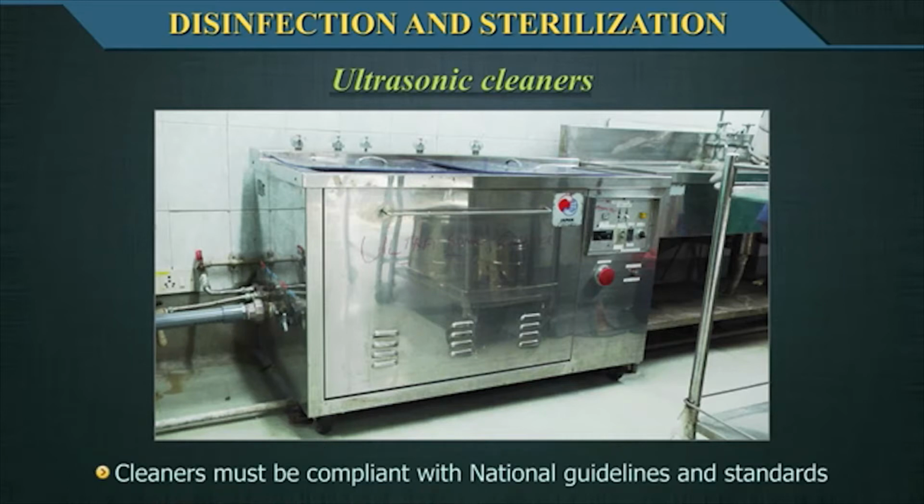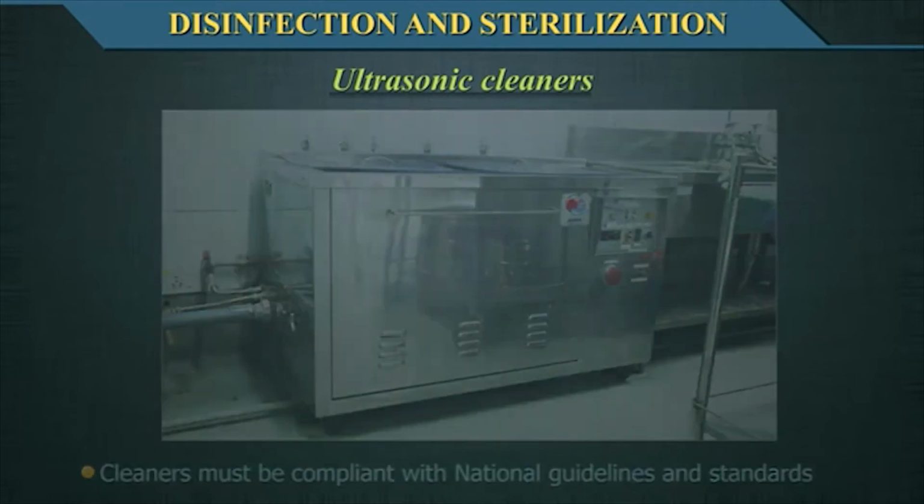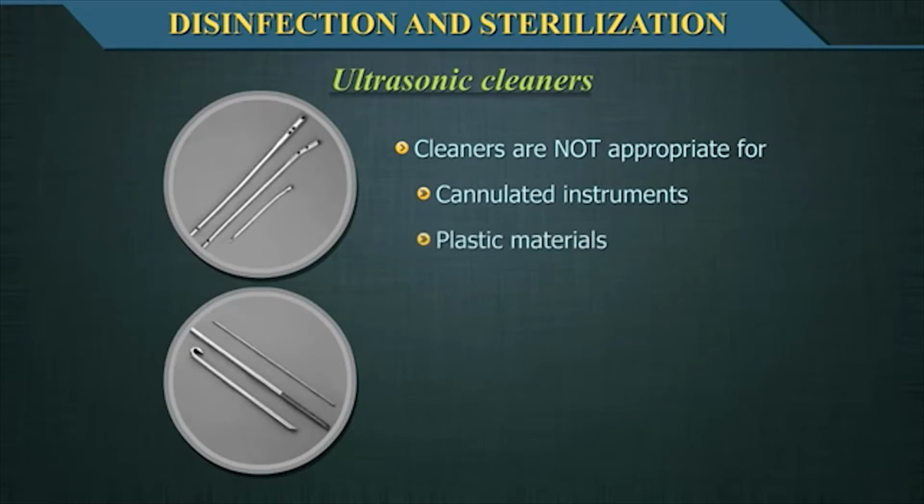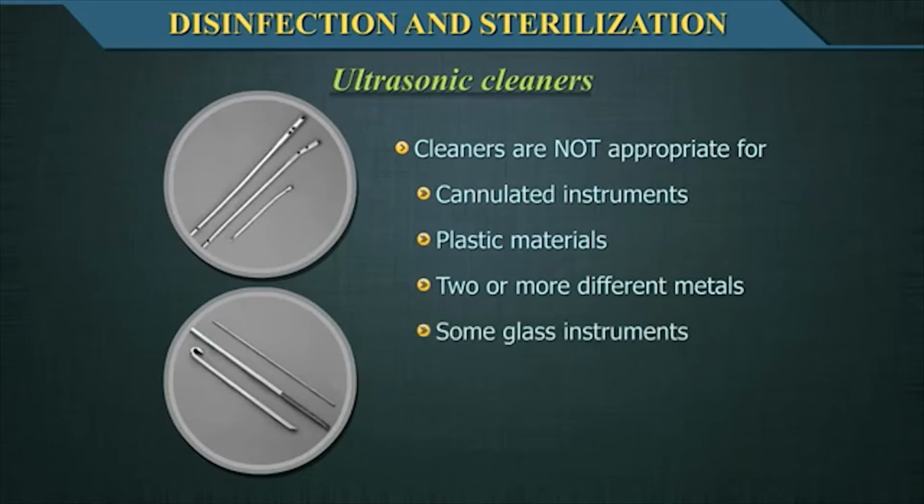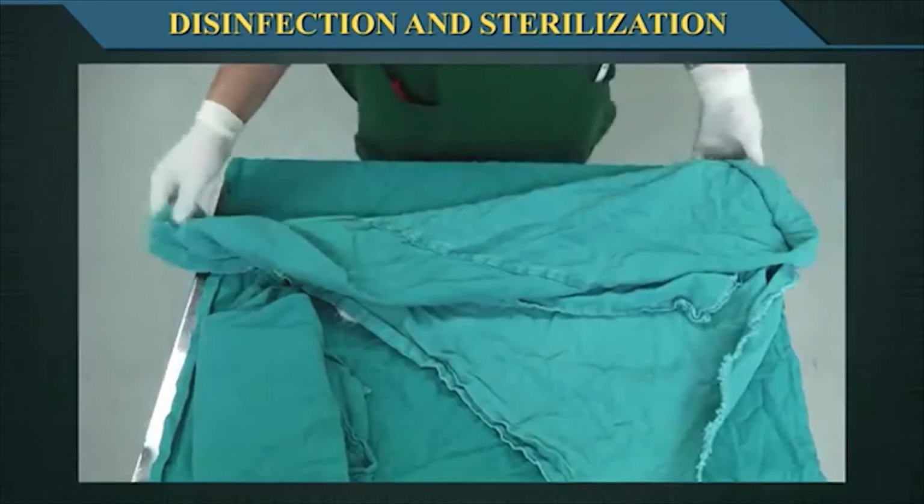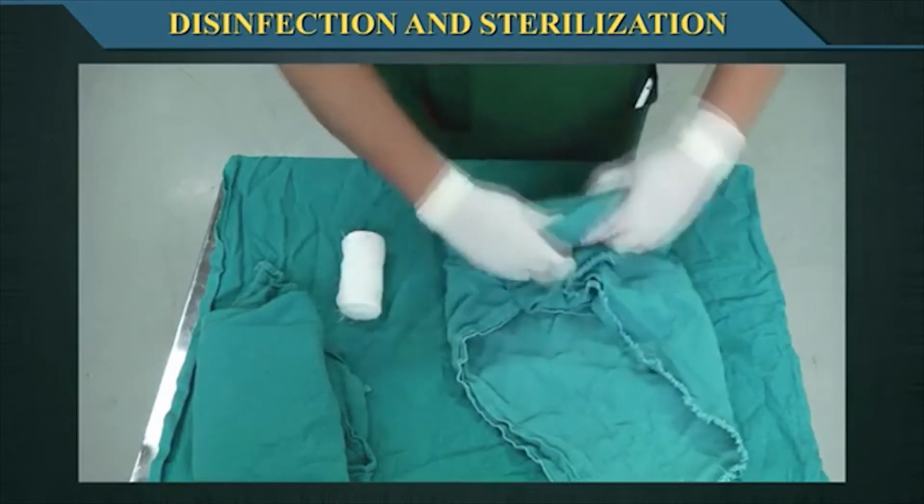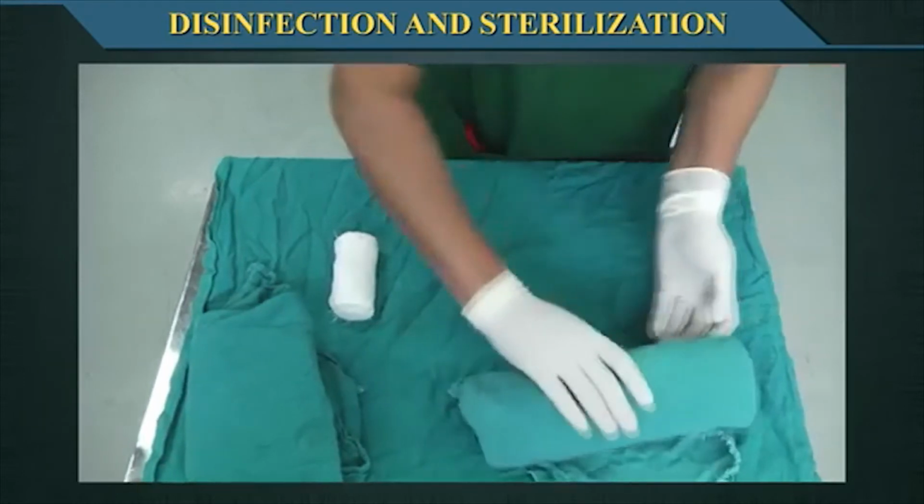These cleaners must be compliant with national guidelines and standards and must be used according to the manufacturer's instructions. These cleaners are not appropriate for use on cannulated instruments. They cannot clean inside the instrument. Plastic materials, 2 or more different metals, or some glass instruments, syringes, and lenses. In general, after cleaning, it is important to remove excessive moisture from items because it may dilute the disinfectant solution.